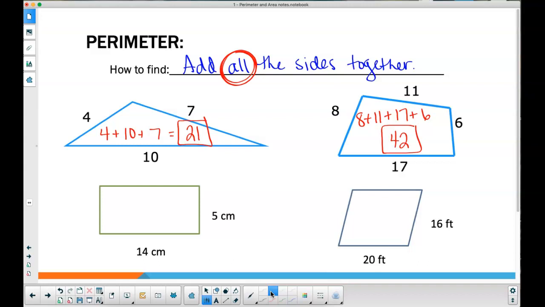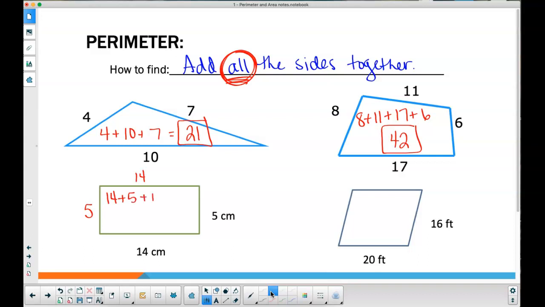Brooklyn. You have to do the 14 on top and then on the other side. Yeah. So remember I said the key word is all the sides? So immediately I'm guessing some of you went, oh, just do 14 plus 5. That's 19. But that would be wrong. Because you forgot about 2 of the sides.